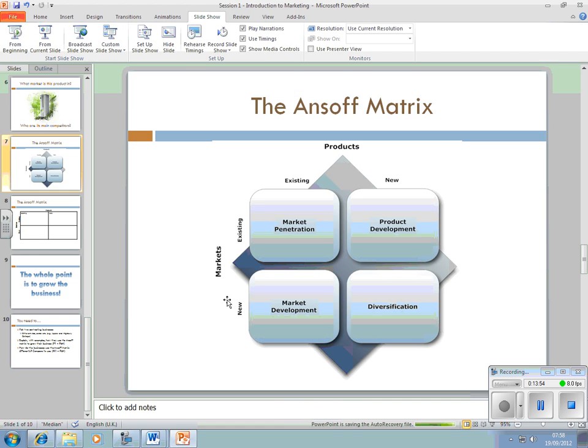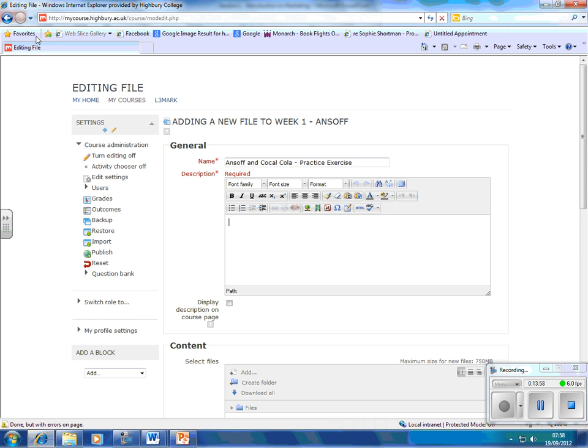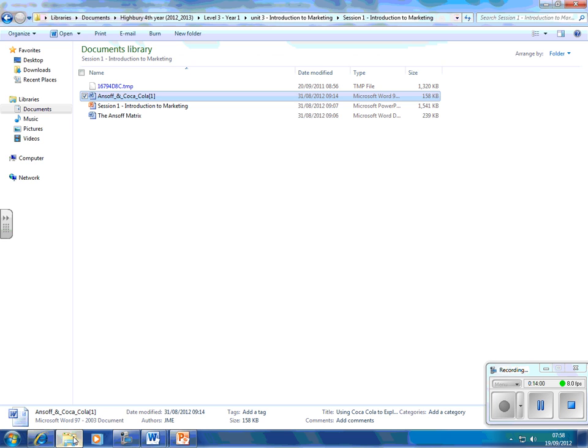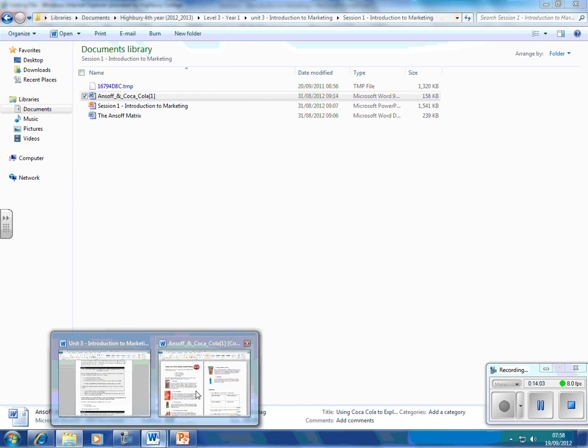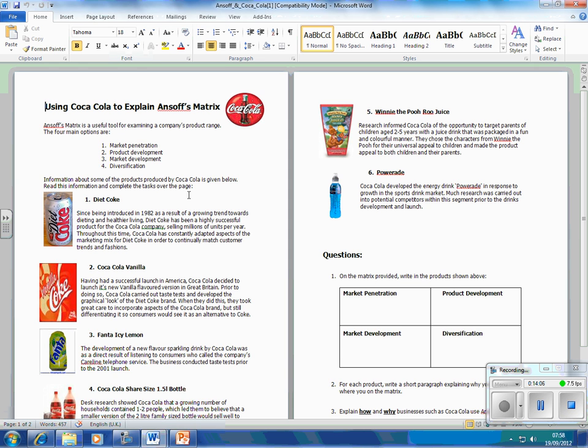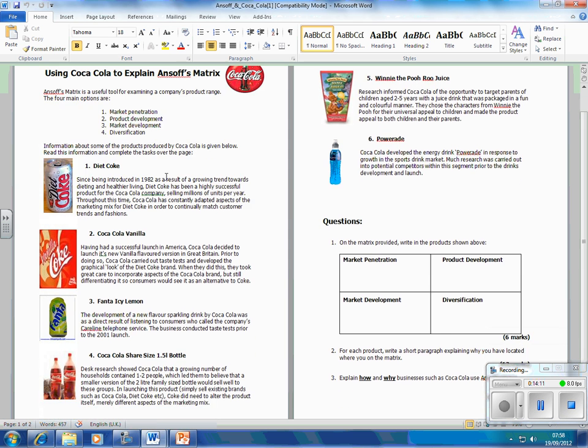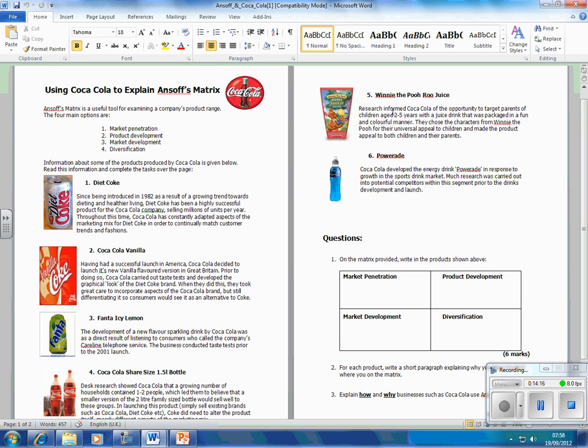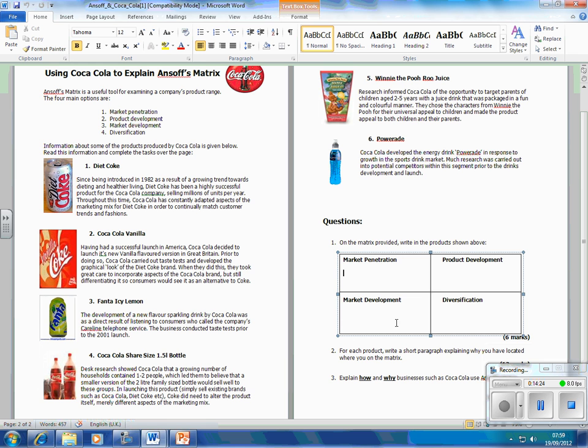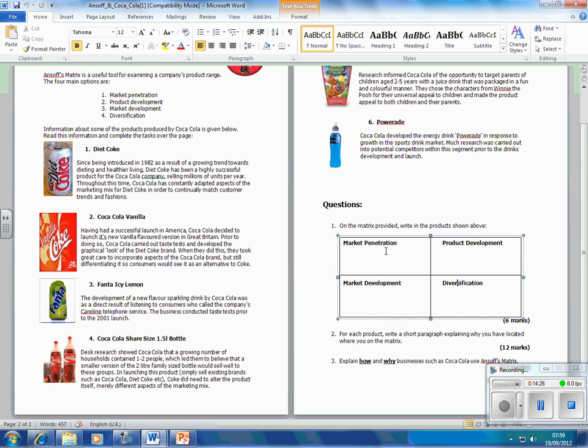So you will see on the VLE that there will be, in a second, apologies, a Coca-Cola Ansoff matrix. What you're going to need to do, you can see the different ranges: Diet Coke, Cocoa Vanilla, Fanta Icy Lemon, Coca-Cola Share Size, Winnie the Pooh Roo Juice, and that's just hilarious, I didn't know they made that, and Powerade. So what I need you to do, as the questions say, is put them into each box and then tell me why. Why have you put each product in its particular box?